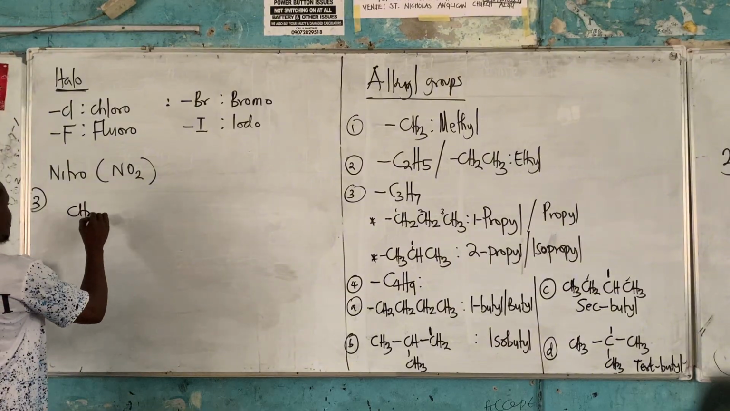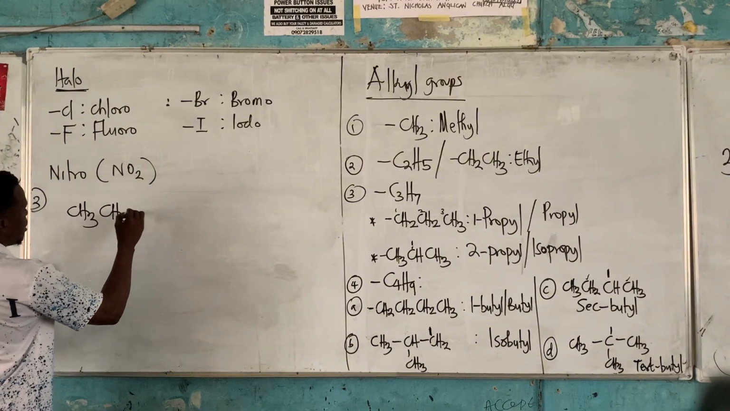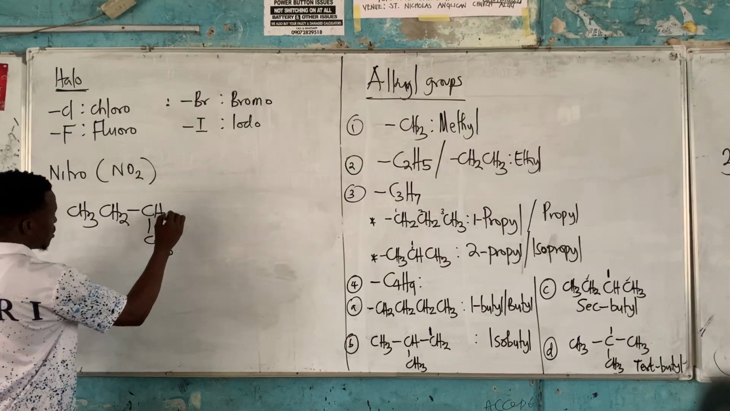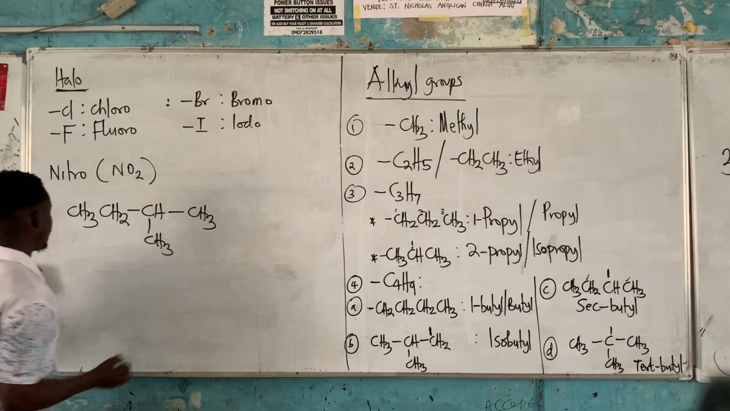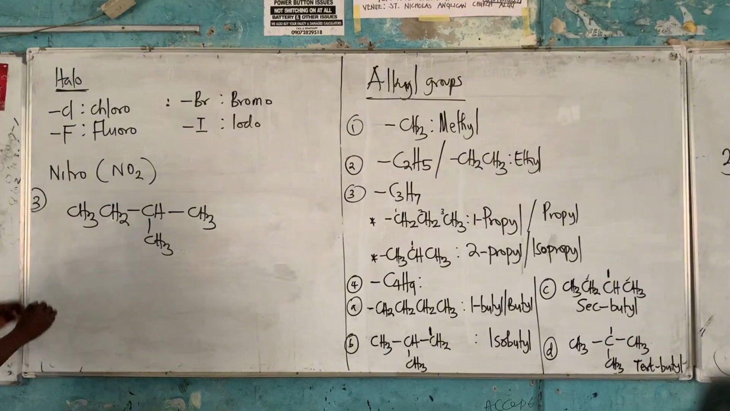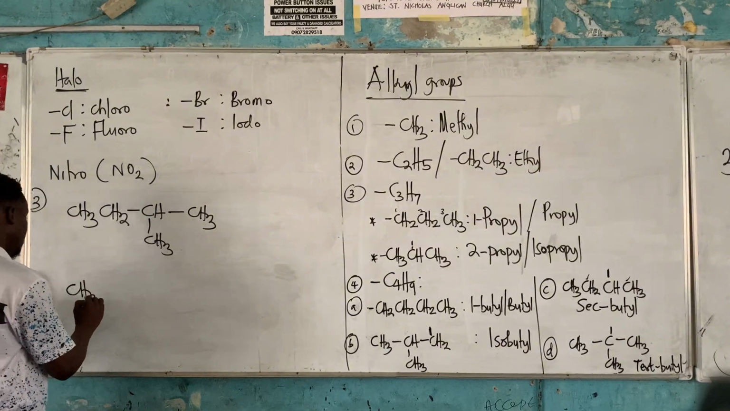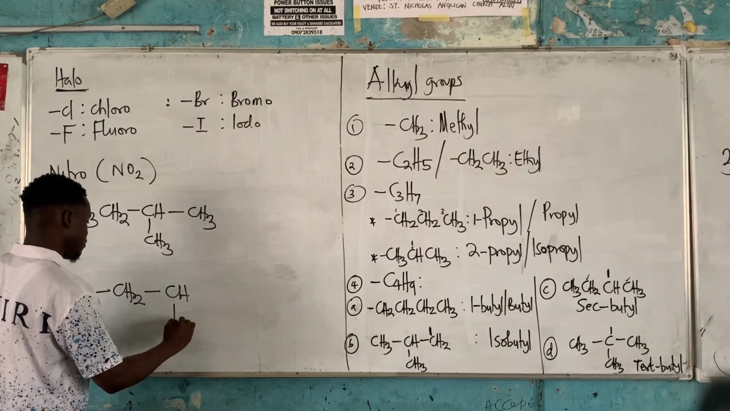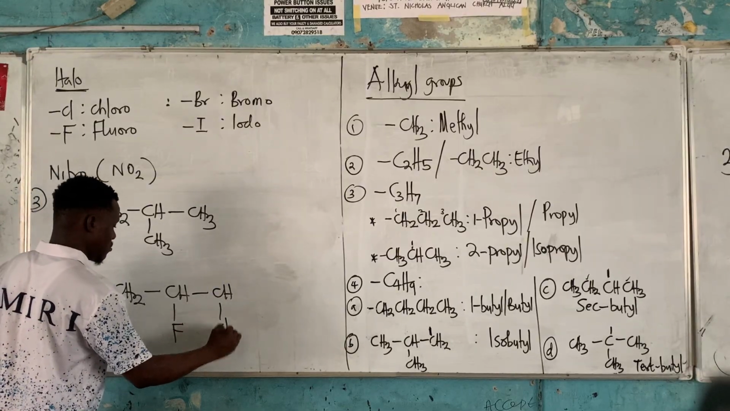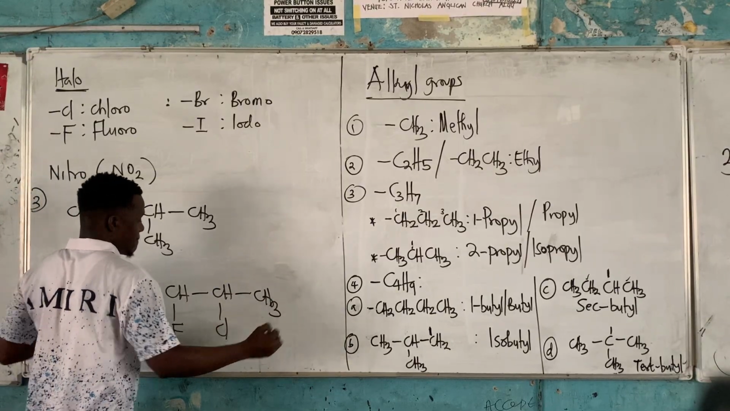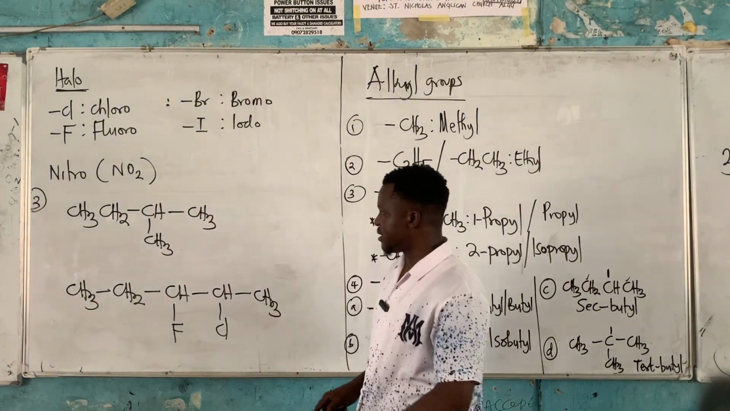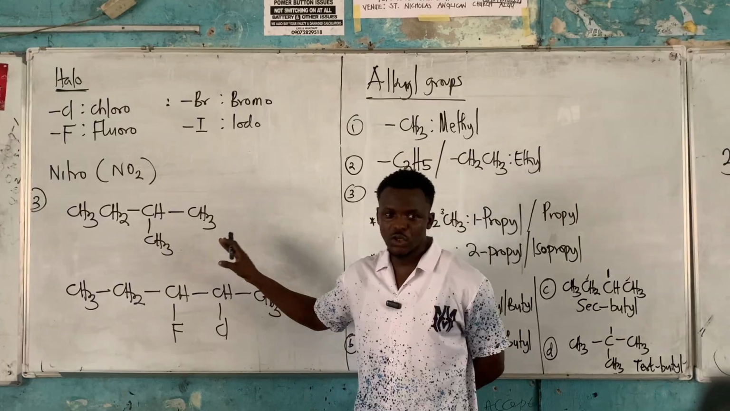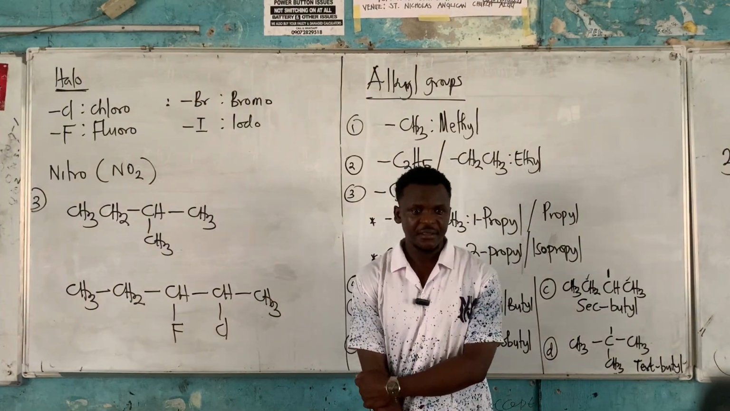Example, I have CH3, CH2, CH, CH3, CH3. Now we have CH3, CH2, and so on. Now we have two examples here. The first one is mono-substituted, one substituent. The second guy is di-substituted.